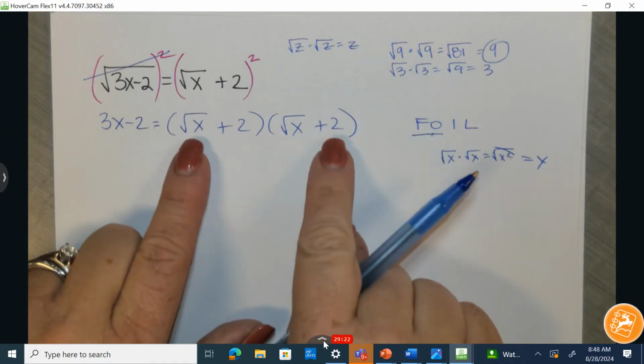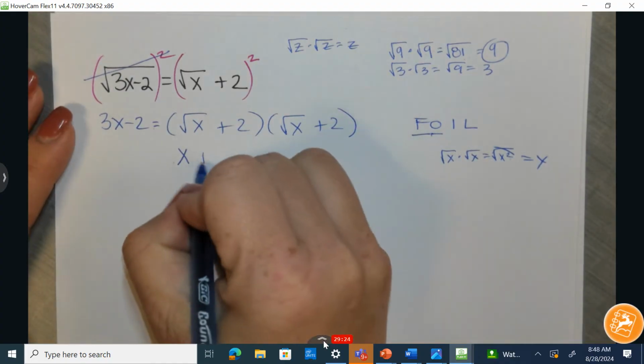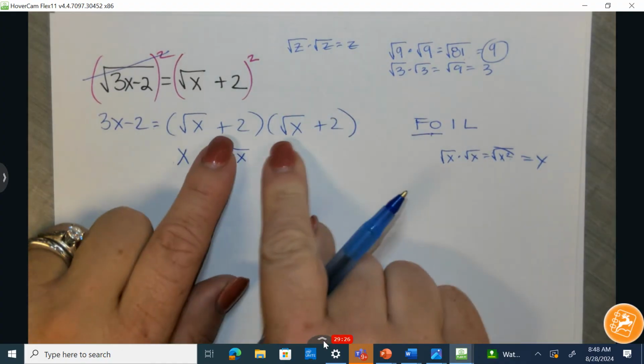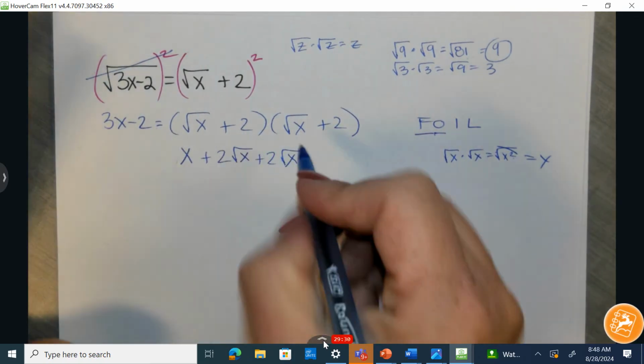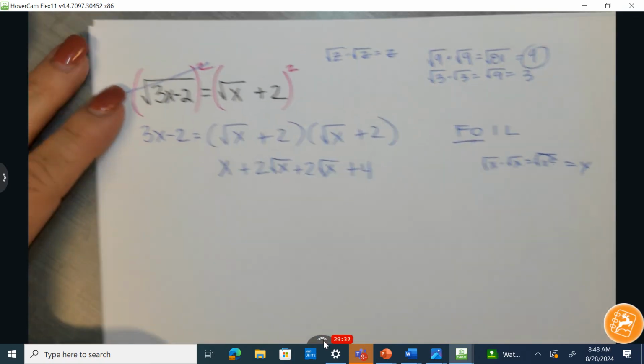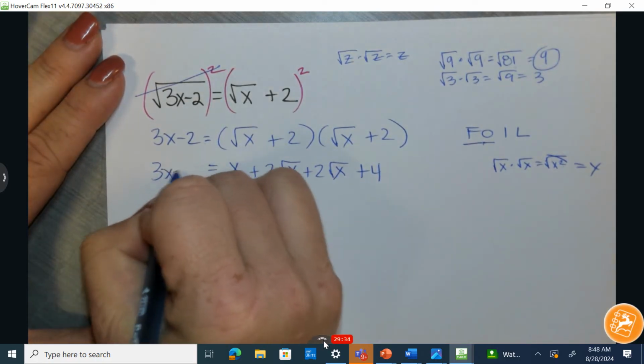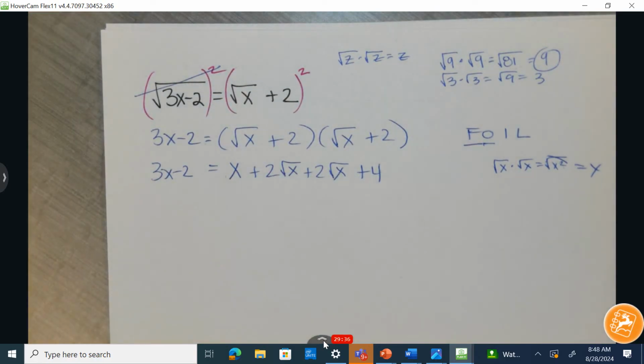Let's do the outside. 2 times the square root of x is simply positive 2 square roots of x. The inside is simply 2 square roots of x. And the last or final piece is positive 4. Okay, I want you to combine like terms right now. Combine like terms.